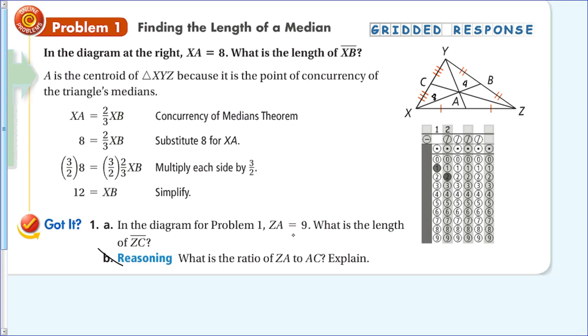All right, it says in the diagram for problem 1, ZA equals 9. And then it says, what is the length of ZC? All right, so we know that ZA equals 2/3 times ZC, right? So we know that 9 equals 2/3 times ZC. Multiply both sides by the reciprocal.